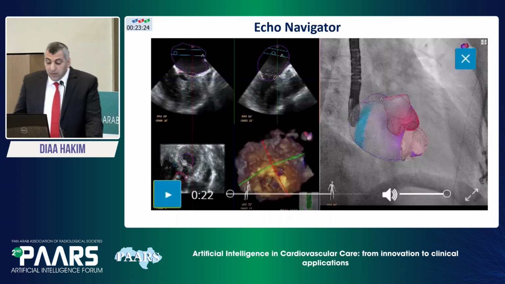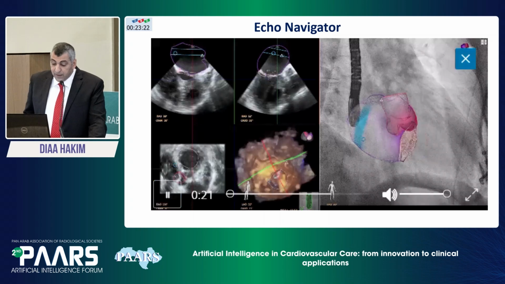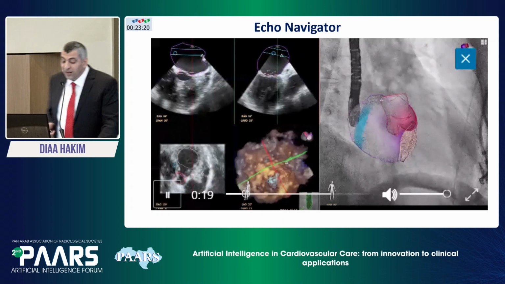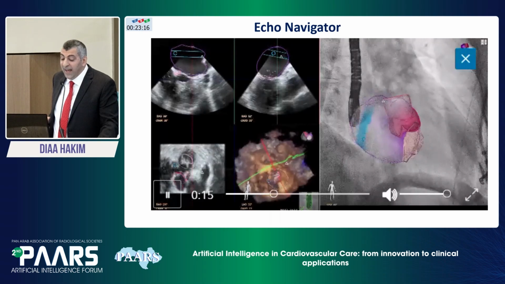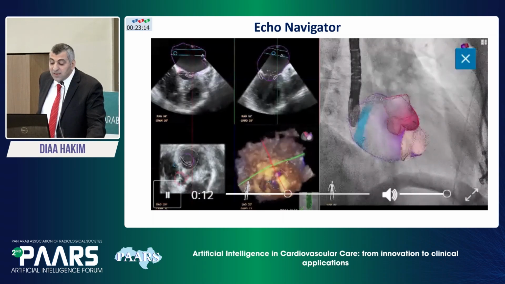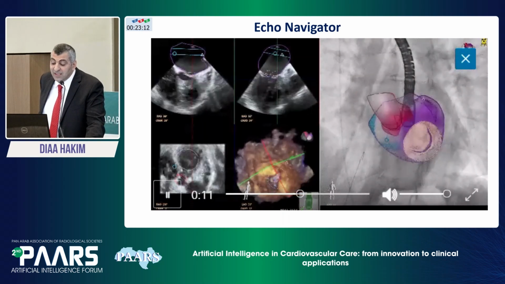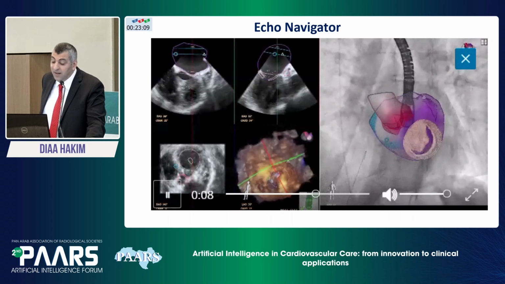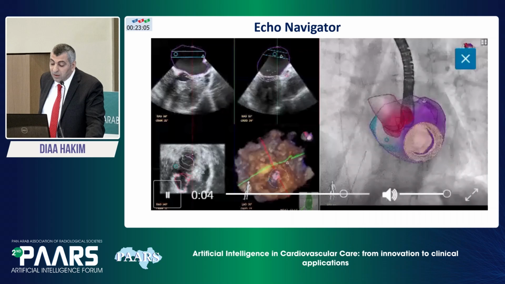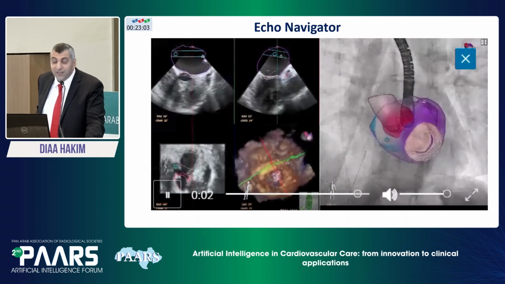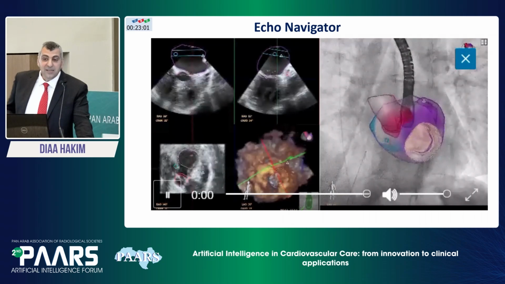Another example, this is from Philips. It's called Echo Navigator. Combined data from echocardiography, transesophageal echocardiography, and angiography to come with these 3D models of the valve. Look at that. It simulates the position of the valve. So you are not going blindly. You know where the mitral valve, the aortic valve are, and you can manipulate your wire based on that.